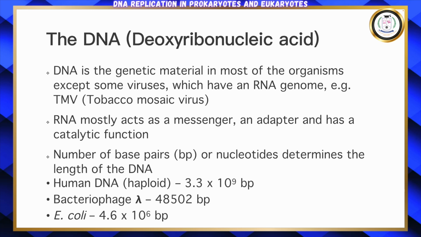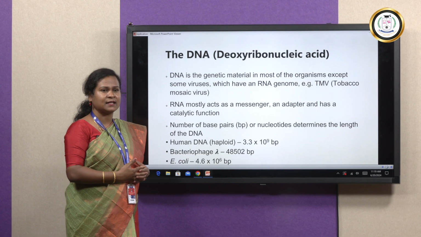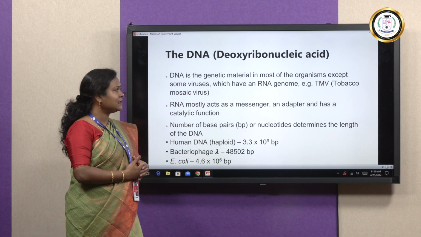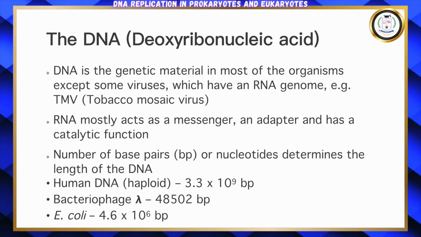And in evolved eukaryotes and the majority of organisms, RNA acts as a messenger, where it plays a role in catalytic activity and helps in the translation of the protein. And the number of base pairs determines the length of the DNA.